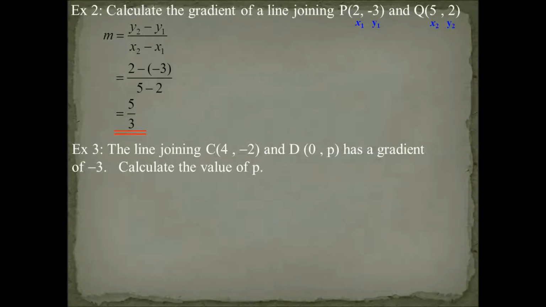So be prepared to use fractions, and be prepared to use them quite often at Higher. Example 3 is slightly more complicated. It's not actually asking you to find the gradient, it's asking you to use the gradient to find a missing coordinate. What we do is we sub all the values in, including our gradient for the left-hand side, and then we have to rearrange to make P the subject.